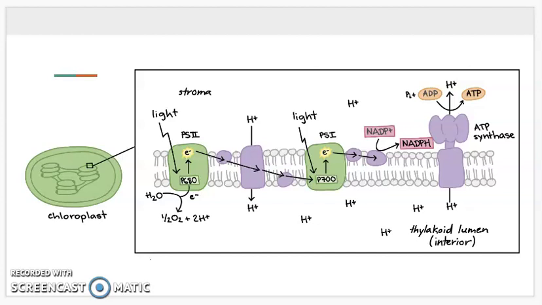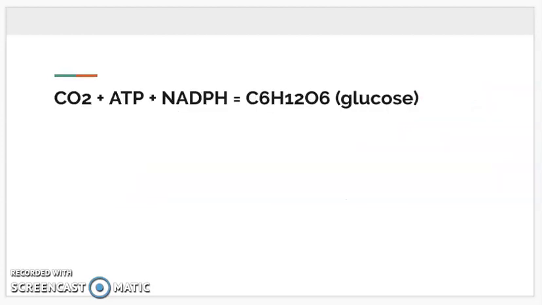And then stage 2 is the synthesis stage, and its goal is to create glucose. So in stage 2, CO2 is converted to glucose using the energy from ATP plus NADPH, and then the plant will use water plus carbon dioxide, and it will form glucose along with oxygen.